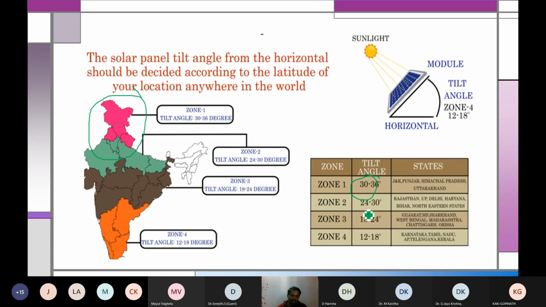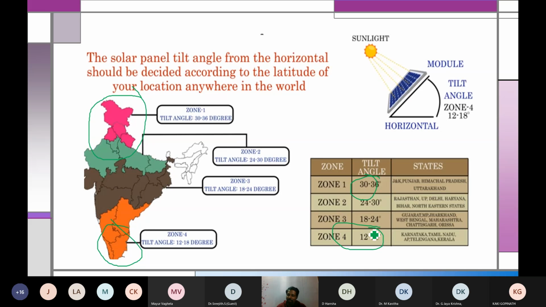Whereas for the same solar panel in South India, which is zone 4, the tilt angle is from 12 to 18. See the huge difference. In the same country, if I put it in zone 1, the northern states, the tilt angle is 30 to 36, whereas if I put the same solar panel in southern India, it should be from 12 to 18. So the tilt angle changes with respect to the country, the regions, the state, everything. It's not fixed.